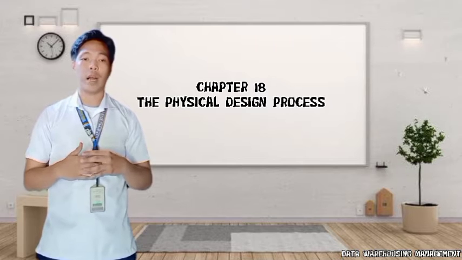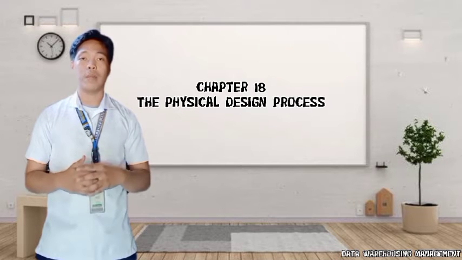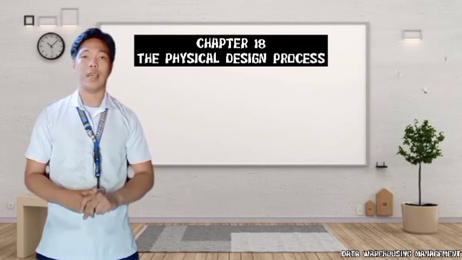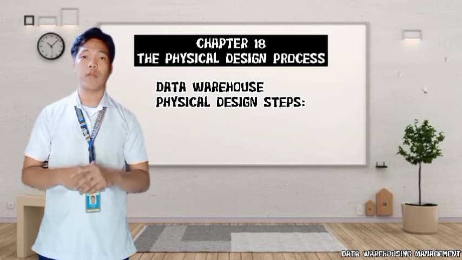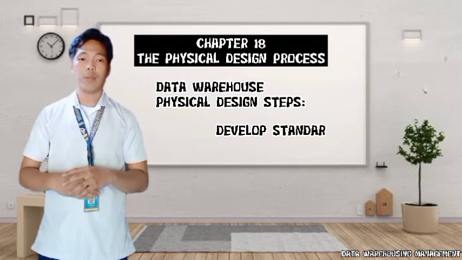Every task so far has built both the project plan and the grand logical model. Now, physical design moves it to the next significant phase. The data warehouse physical design has 7 steps. Let's start with the first step, which is develop standards.